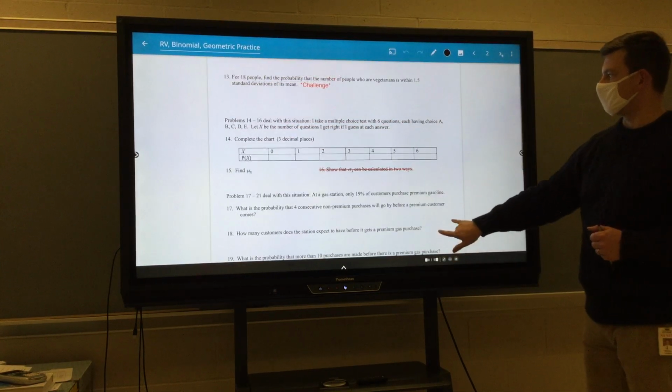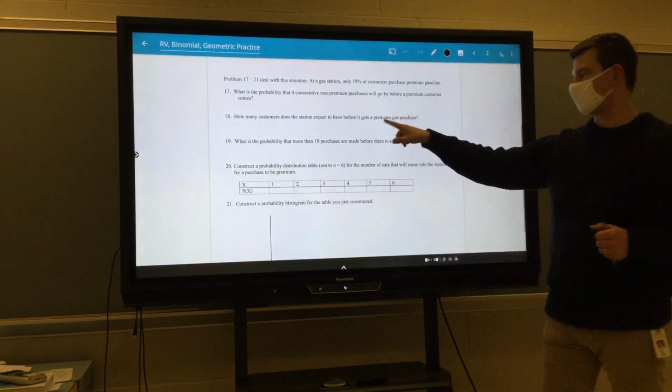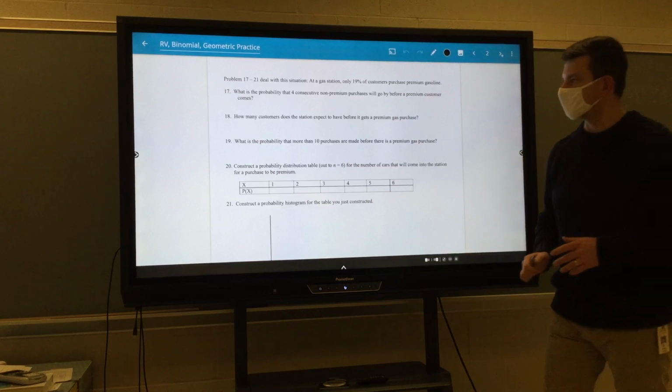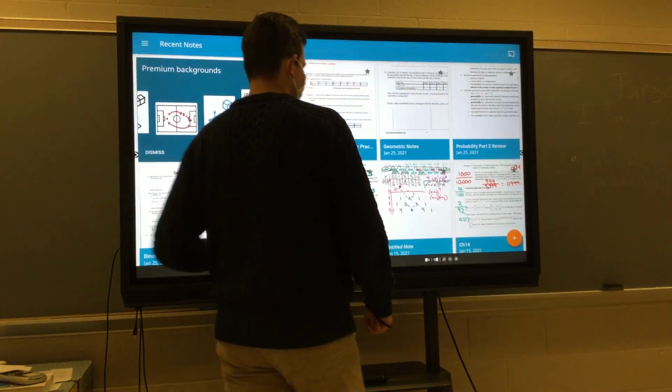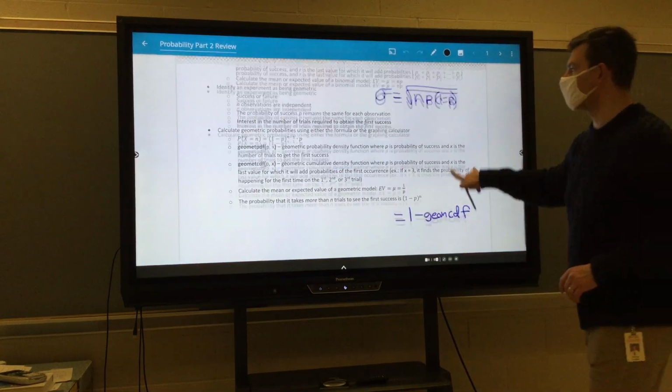Last page, we have a geometric problem. You can kind of read through that. Some practice for you right there. And then additionally on Canvas, I have our review outline.